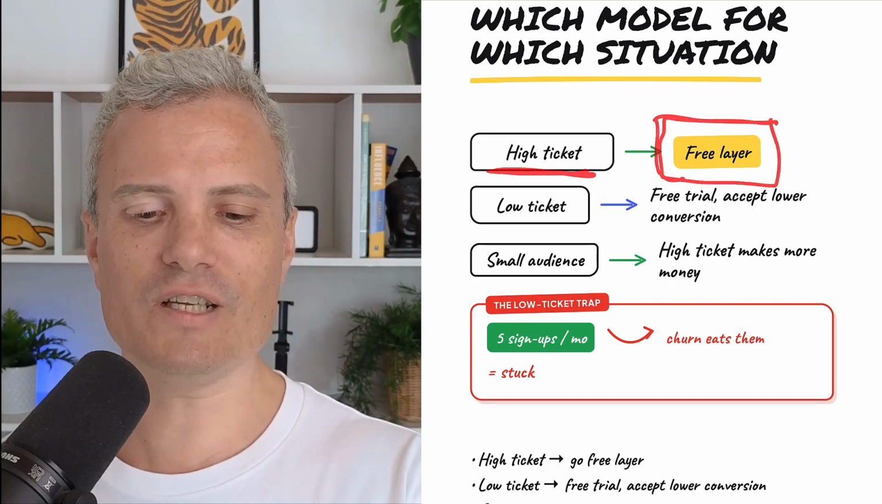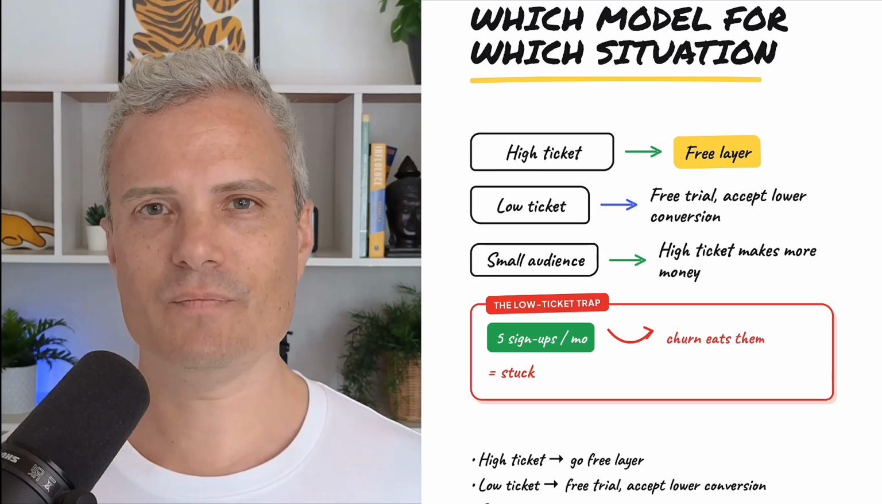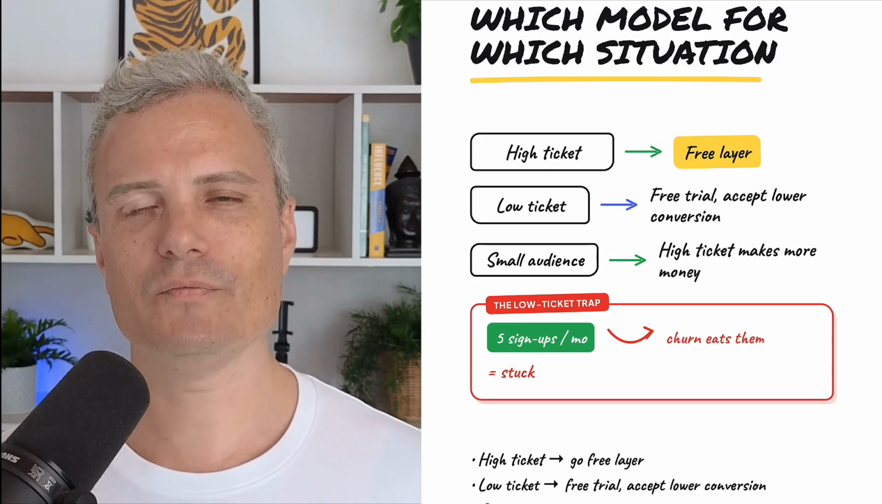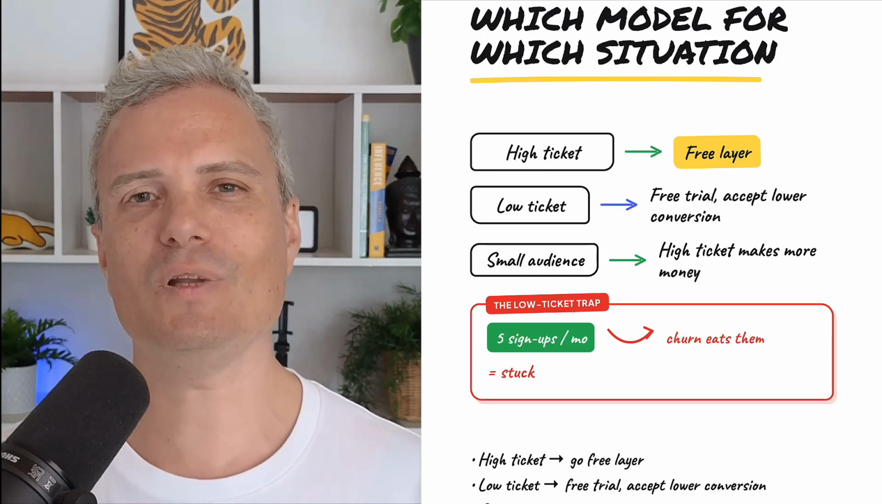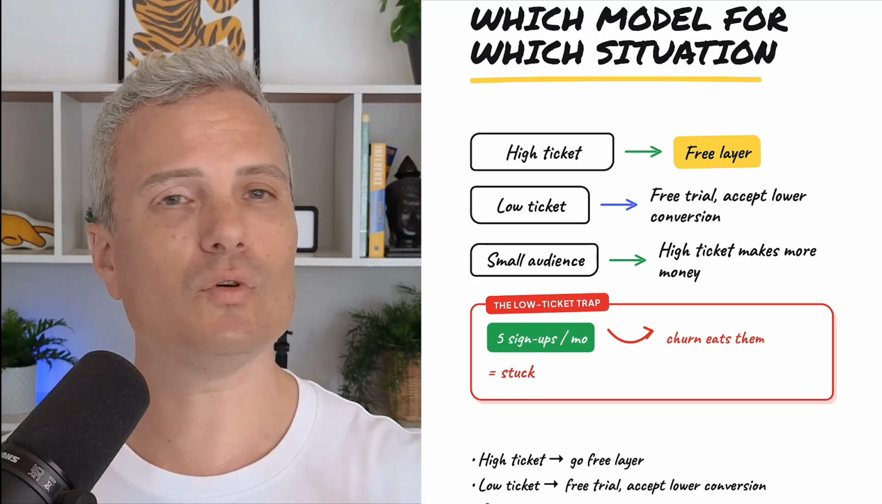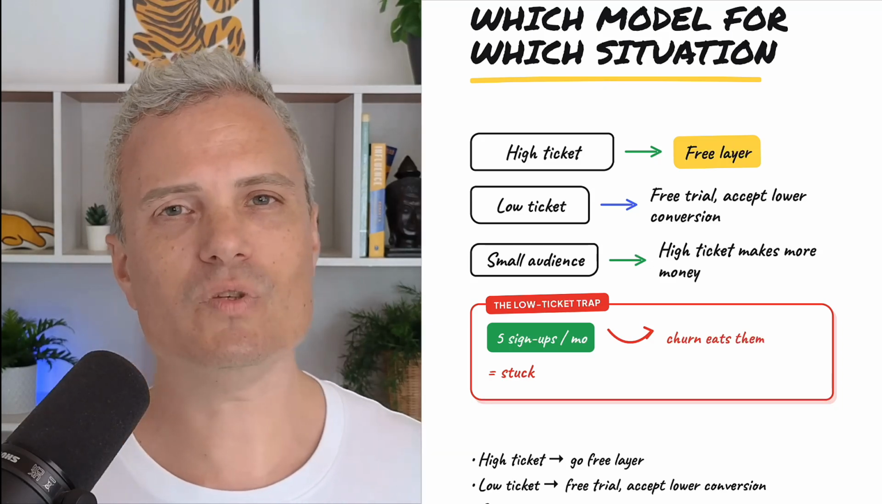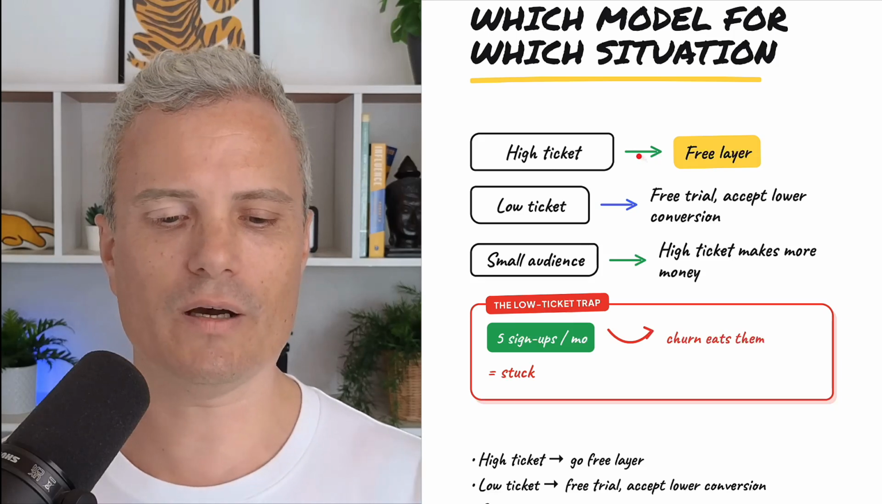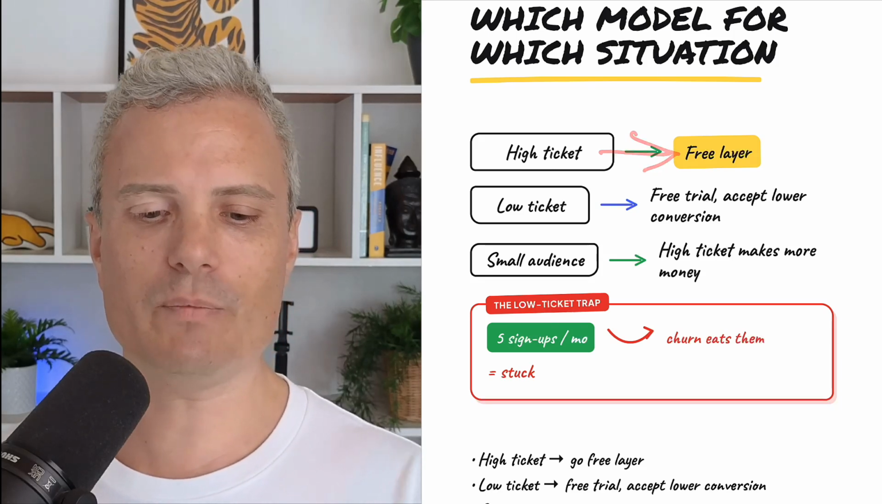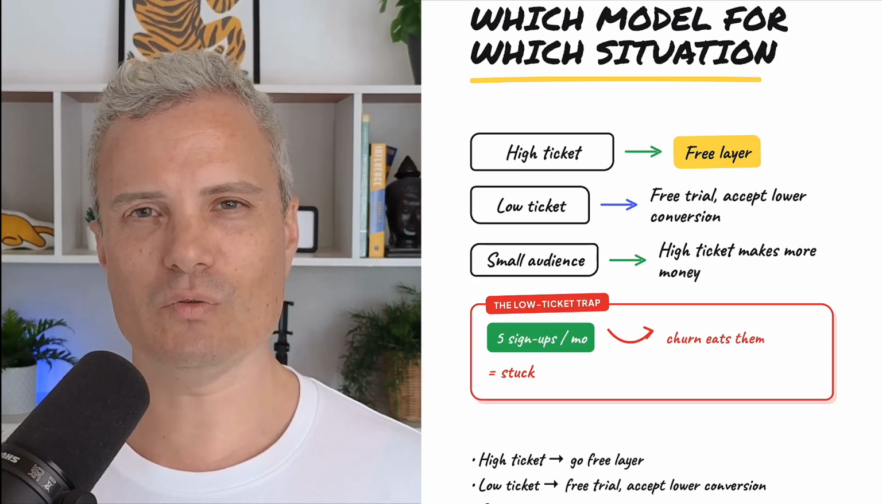High ticket, you're generally going to have a free layer, and that's it. Because you don't want that much friction. You want the opportunity to get as many people into your ecosystem and onto a call, or however it is you're selling them on high ticket, be it DM and Looms, but normally it's going to be a call of some kind. So therefore, you just want as many people coming through as possible. So that makes it really easy.